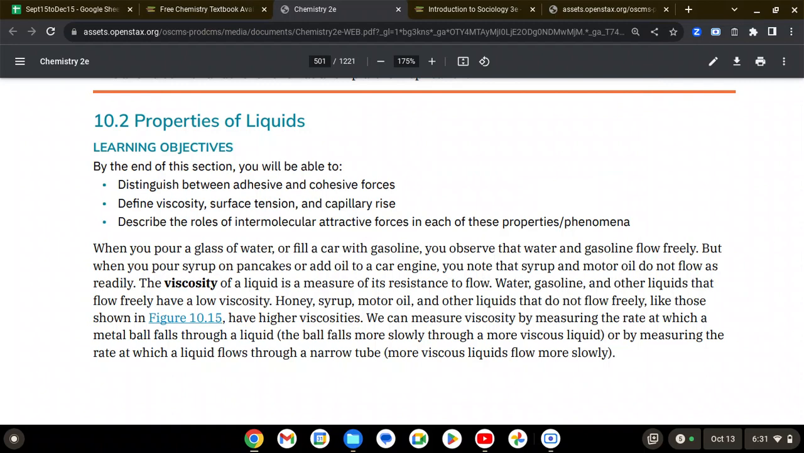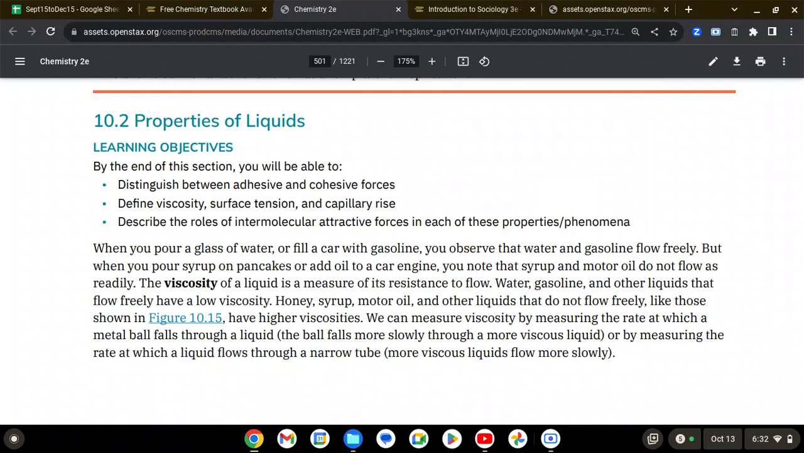Properties of liquids. By the end of the section, you will be able to distinguish between adhesive and cohesive forces, define viscosity, surface tension, and capillary rise, and describe the roles of intermolecular attractive forces in each of these properties and phenomena.